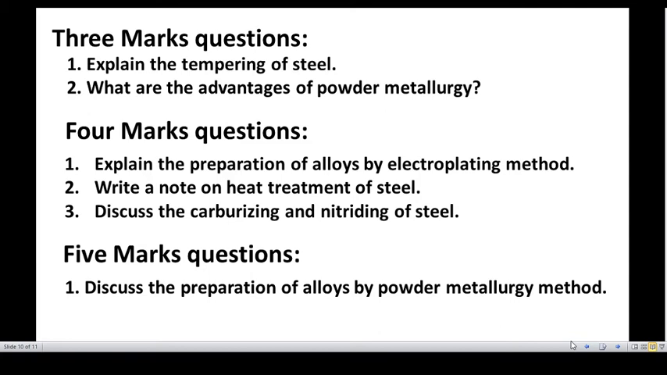And the third question is, discuss the carburizing and nitriding of steel. So what is carburizing? Carburizing is a process in which steel absorbs carbon while the metal is heated in the presence of carbon bearing material like charcoal or carbon monoxide.